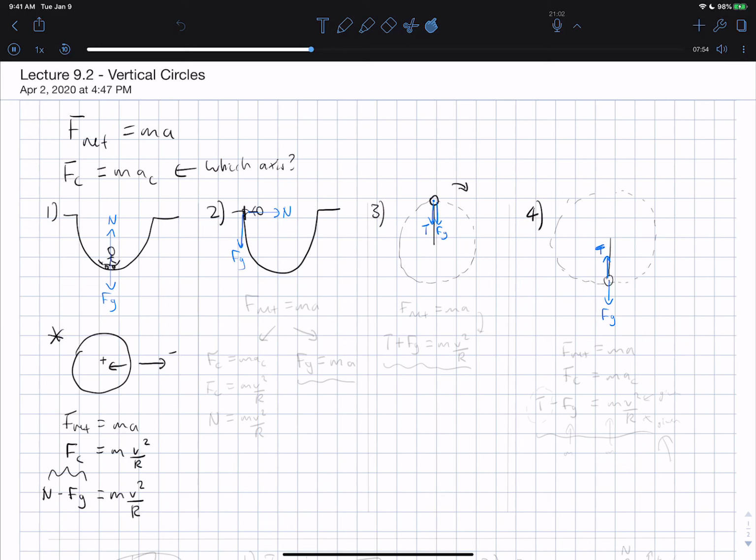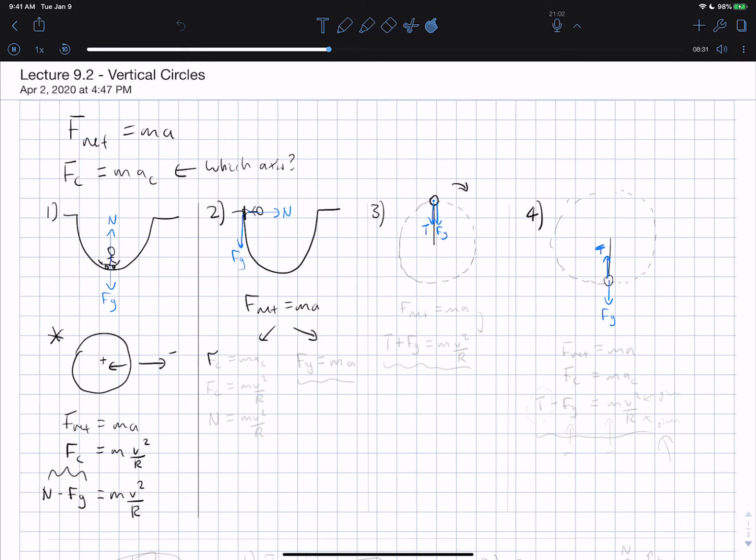For number 2, let me just draw a line here. For number 2, our equation is going to look a little bit different. The only force that's causing him to go in the circle or turn is the normal force. The force of gravity is actually pointing downwards. Is that the centripetal direction, the downwards direction? Well, no, the direction he's turning in is towards the center of the circle, right? That's the centripetal direction. So we can actually make 2 equations here.